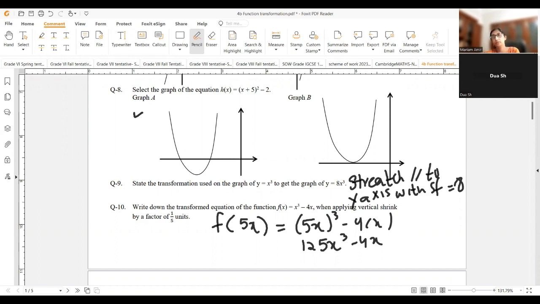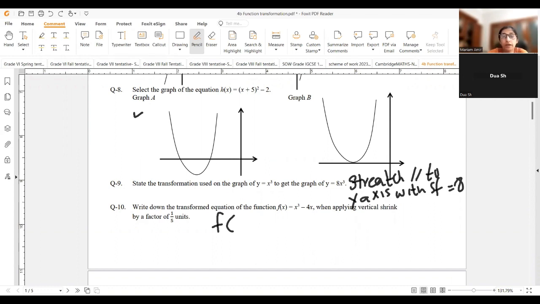Oh my bad, it's vertical stretch, not horizontal stretch. I did horizontal stretch by mistake. It's pretty much like question 9. So parallel to the y-axis, you write 1/5 outside f(x). 1/5 (x³ − 4x). Yes, 1/5 bracket x³ − 4x.